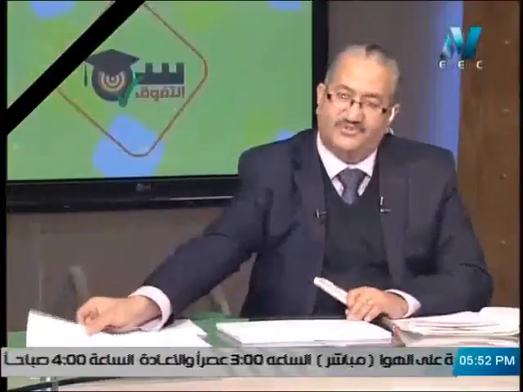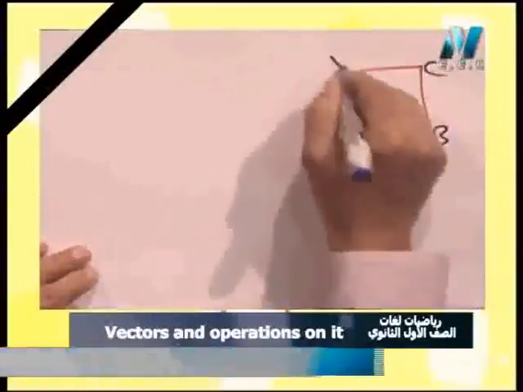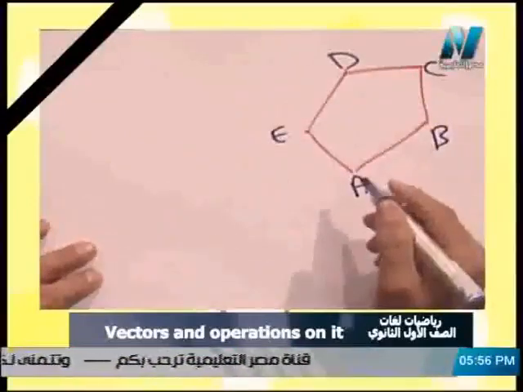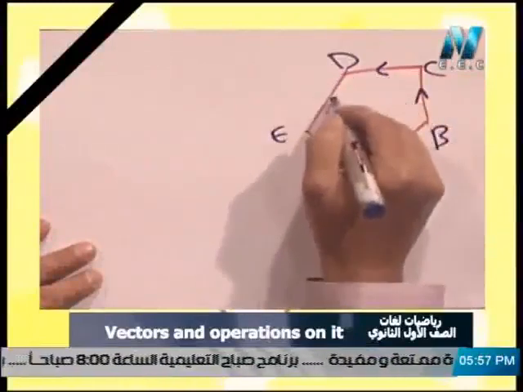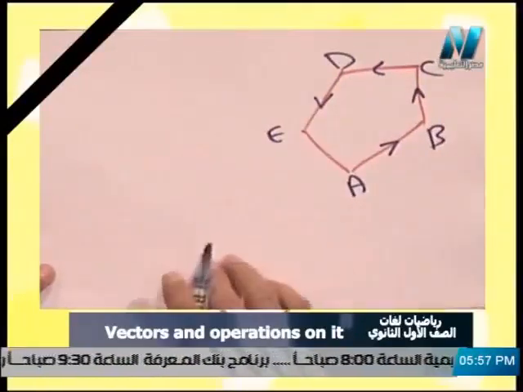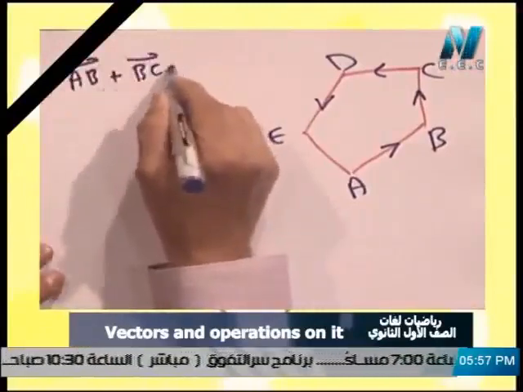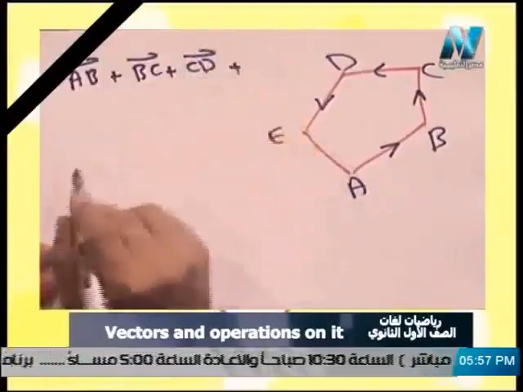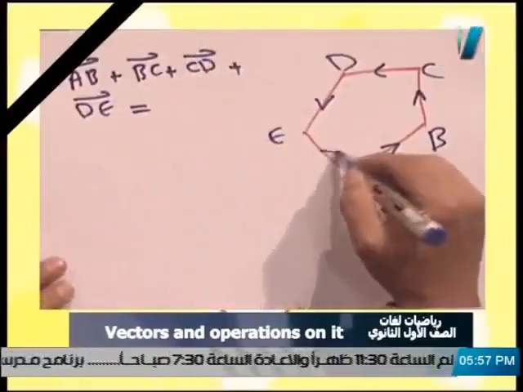Okay, let's move, my dear students, to another figure. If we have a pentagon, hexagon, or any polygon like that, and say we start from A, B, C, D, E, and we have some vectors that start from A to B and B to C and from C to D and from D to E. These vectors, if we would like to add them, we write the vector AB plus the vector BC plus the vector CD plus the vector DE equals what? Equals the vector AE.